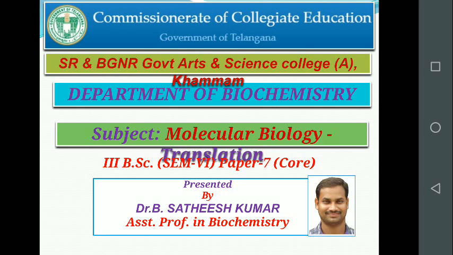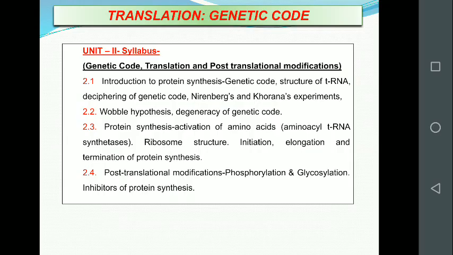And in the last few classes, we have been learning about the processes in molecular biology. You have learned about the replication process, transcription process, and post-transcriptional modifications. And in the previous video lesson, you have learned about the genetic code. The genetic code is the first topic in Unit 2 of molecular biology. That Unit 2 is for translation.